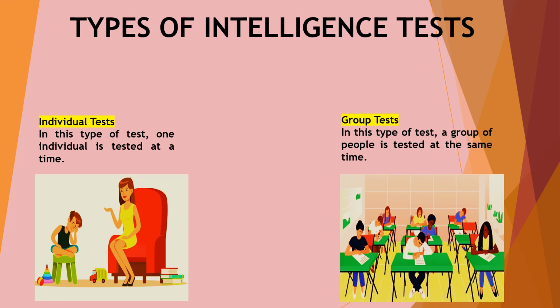Next is group test. In this type of test, a group of people is tested at the same time. Group intelligence tests are administered to multiple individuals at the same time and are designed to assess intelligence quickly and efficiently. Examples of the group intelligence test include Cognitive Assessment System, Kaufman Assessment Battery for Children, Otis-Lennon School Ability Test, etc. A detailed separate video will be uploaded on these various tests.